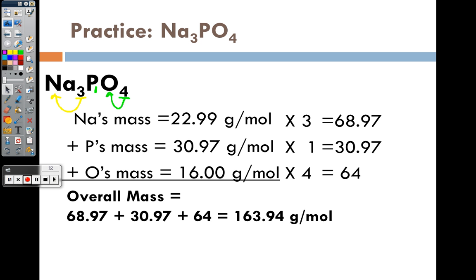But if I ask you, what is the molar mass of sodium by itself? 22.99, right? Because I'm asking for only 1 molar mass of sodium. Does that make sense? If I ask you what is the molar mass of oxygen? 16. But if I ask you what is the molar mass of Na3PO4, it's 163.94. Good. So I'm going to give you 20 seconds to do (NH4)2S at the bottom of your paper.